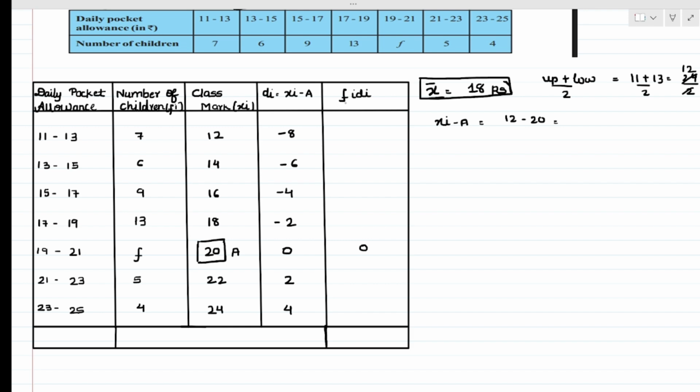Now, as your next term is FiDi, that means multiply your Fi into Di. So first is 7 multiplied by minus 8. It gives us minus 56.